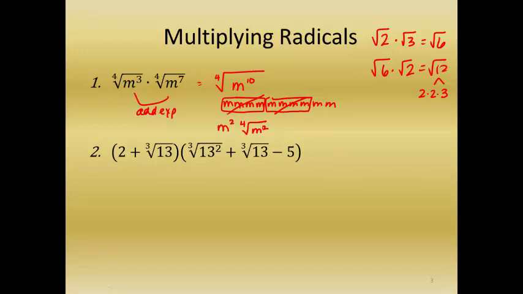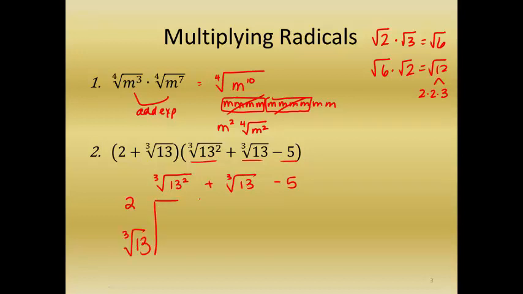Okay, let's move on to the next one. In this case, we're going to be using distribution. I'm going to set it up using the box, the Punnett rectangle, if you will, because I like the organization. Since I have 3 terms here, I'm going to make that across the top. So it's 13 squared. I'm not going to simplify 13 squared, I'm just going to leave it. And then the cube root of 13 and a minus 5. And then down the side I've got 2 and the cube root of 13.